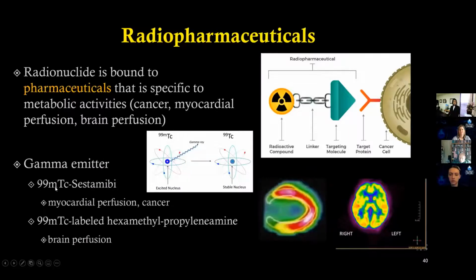So in case of, again, as I said, technetium-99 is the widely used one. Depending upon the application, you tag to different molecules. For example, for heart perfusion, you tag to one molecule, and for brain, you tag to a different molecule. And this again shows the heart maps, and this is the brain map, showing the radioactivity produced by these radiopharmaceuticals.